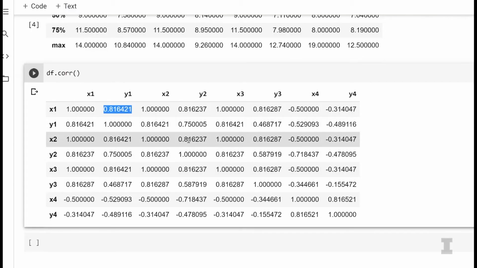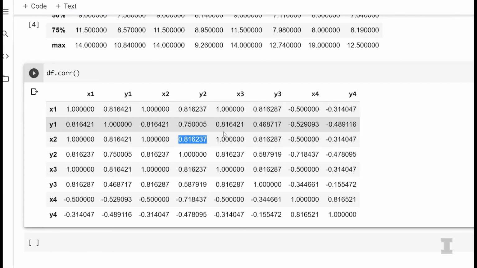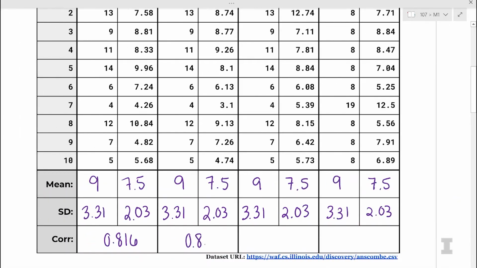What about x2 and y2? x2 and y2 are correlated with the same value, 0.816. I'm not surprised. And then x3 and y3? Same thing, 0.816. And then x4 and y4? 0.816. So I want to say this is interesting, but this is actually kind of boring, right? We have all the same descriptive statistics for each quartet, each set of x's and y's.